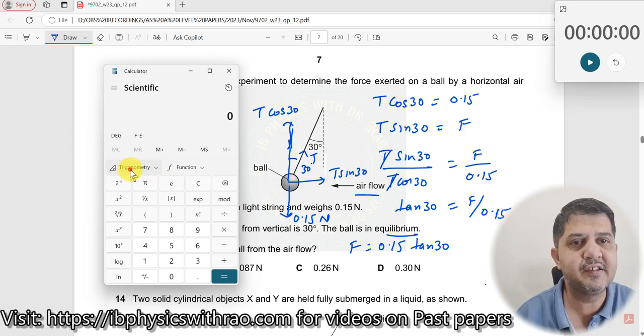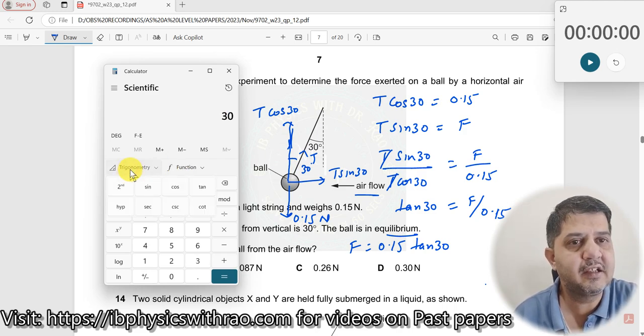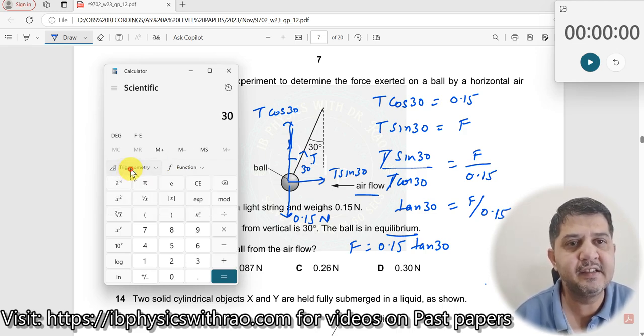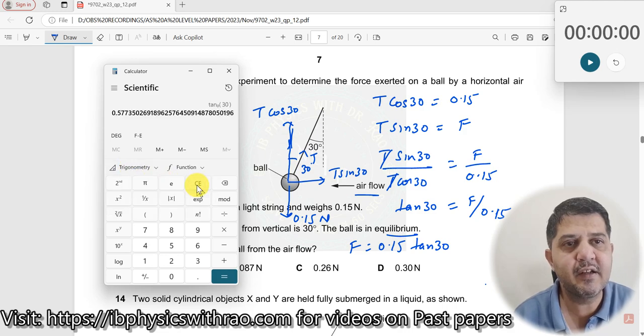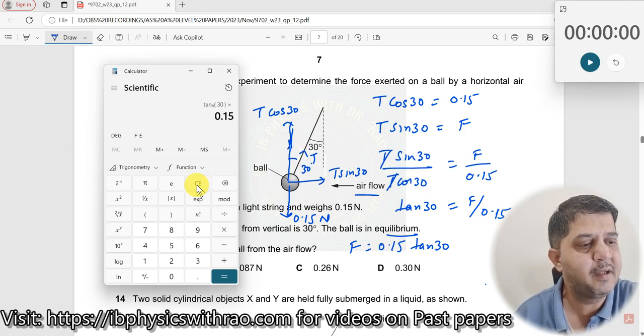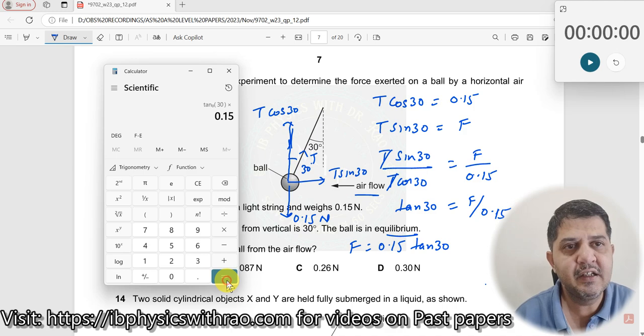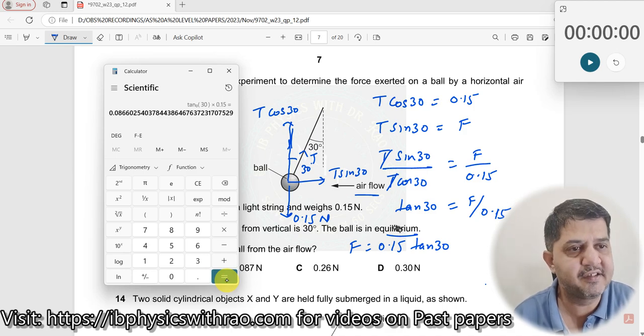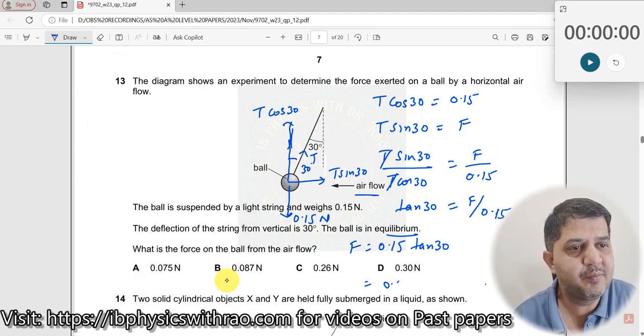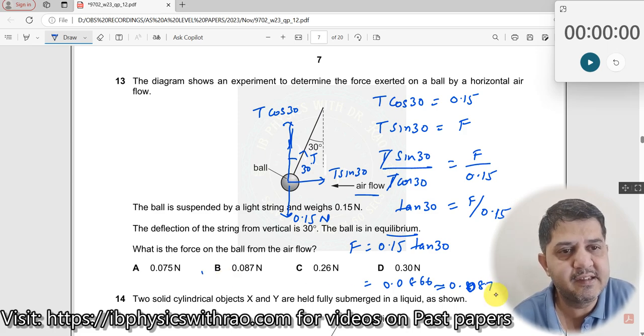So let us take this value, tan 30, I'll take this and then find out. Tan of this 30 value is 0.577, multiplied by 0.15 will give me 0.086. 0.0866 I got, which is nearly 0.087. 0.087 is answer B. Okay.